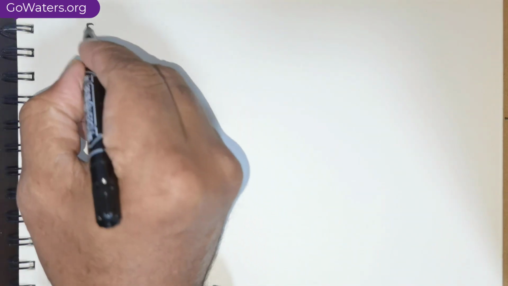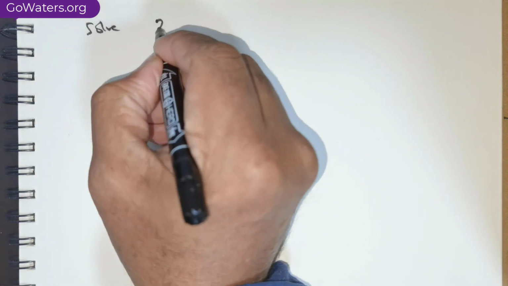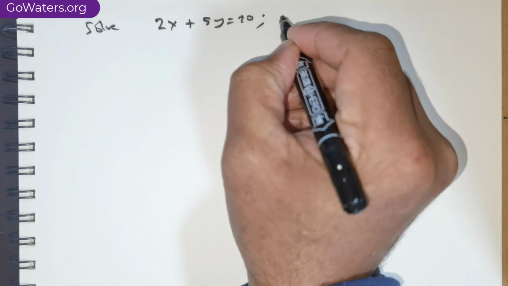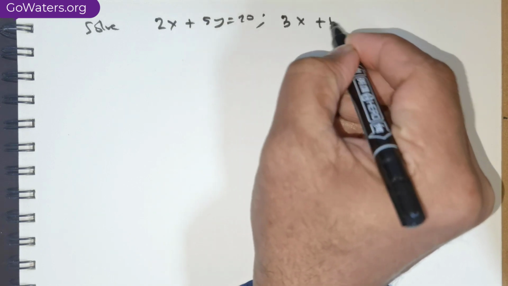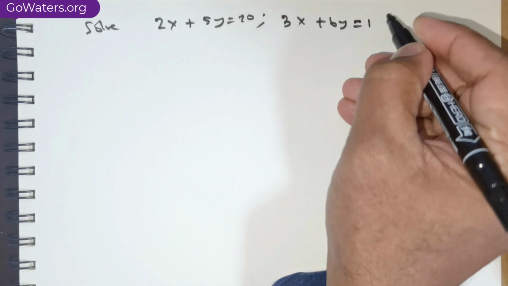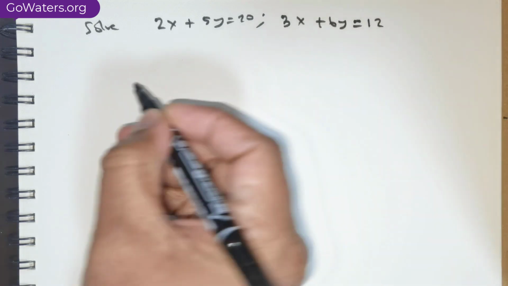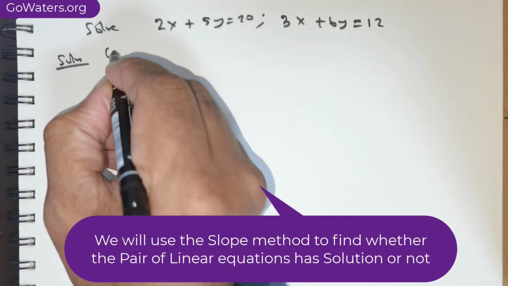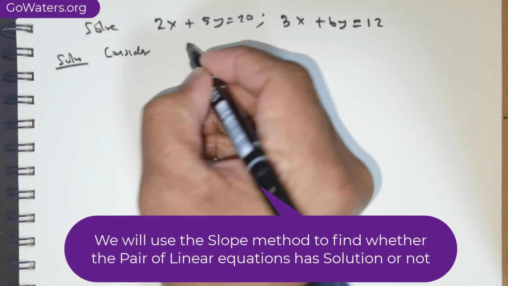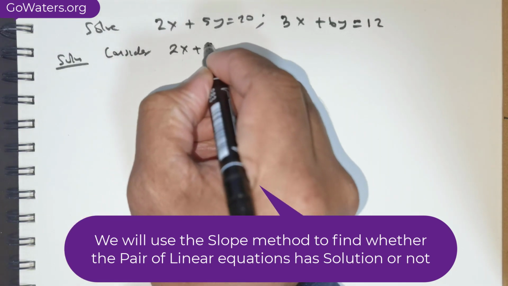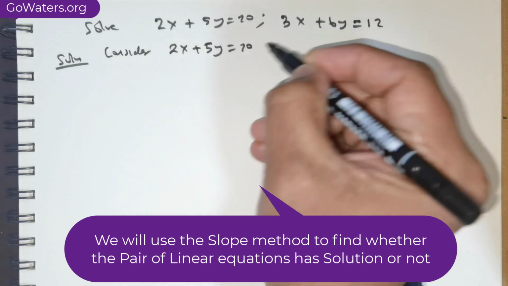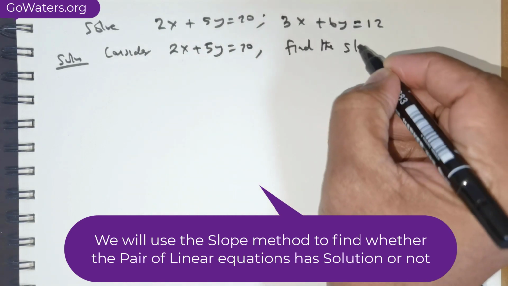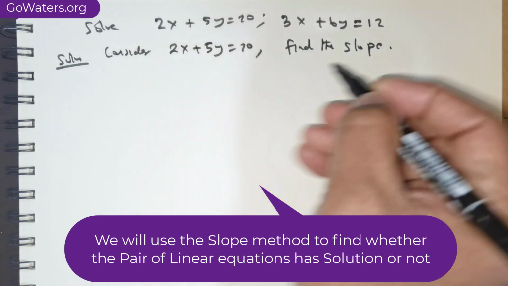Okay, let us do this question. Solve 2x + 5y = 20 followed by 3x + 6y = 12. So, solution, I'm going to write this down. Consider 2x + 5y = 20. So what I'm going to do is find the slope. So what is the slope?